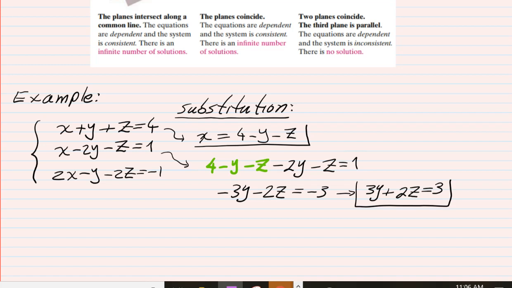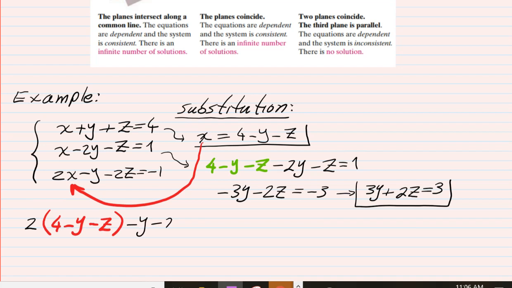Next, I'm going to substitute for x in the third equation. Doing so gives me 2 times x, but remember, x is 4 minus y minus z. That substitution for x leads to negative y minus 2z equals negative 1. Then I'm going to distribute the 2 over. 2 times 4 is 8. 2 times y is 2y. Negative 2z, minus y, minus 2z equals negative 1.